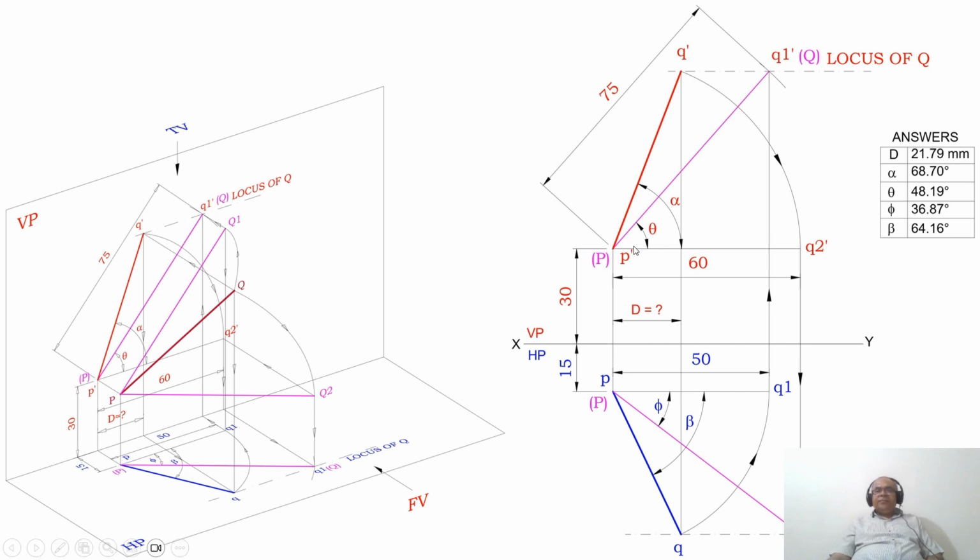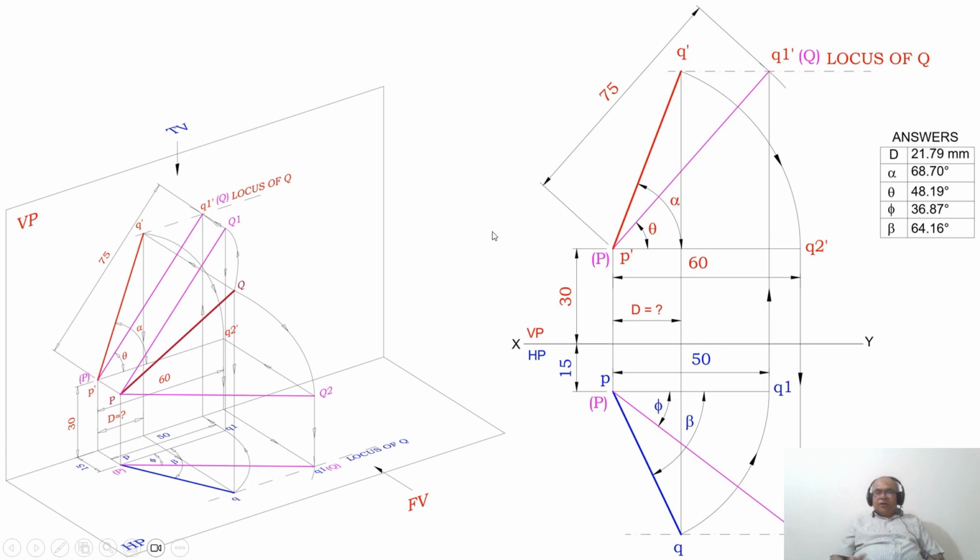And by using the protractor, you measure the apparent inclination alpha, which is 69 degrees, and then theta will be the true inclination with respect to HP. That will be 48.19, which means 48 degrees. And with P as center you measure the true inclination with respect to VP, which is 37 degrees, and the apparent inclination with respect to VP is beta, which is 64 degrees. So this is how you will be able to find the answers by doing manual sketching.